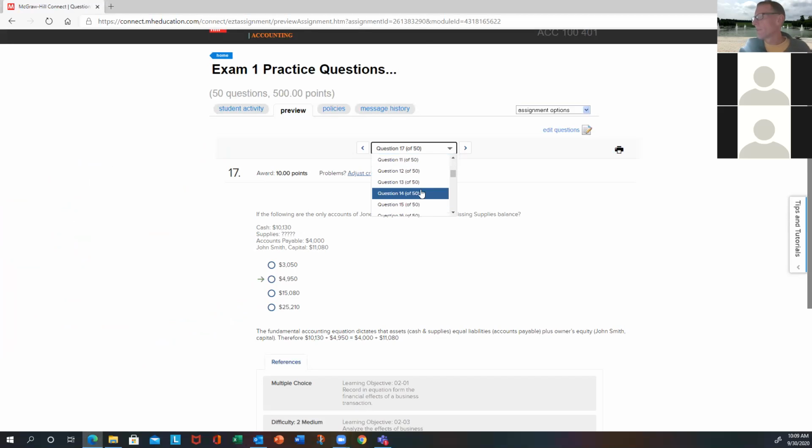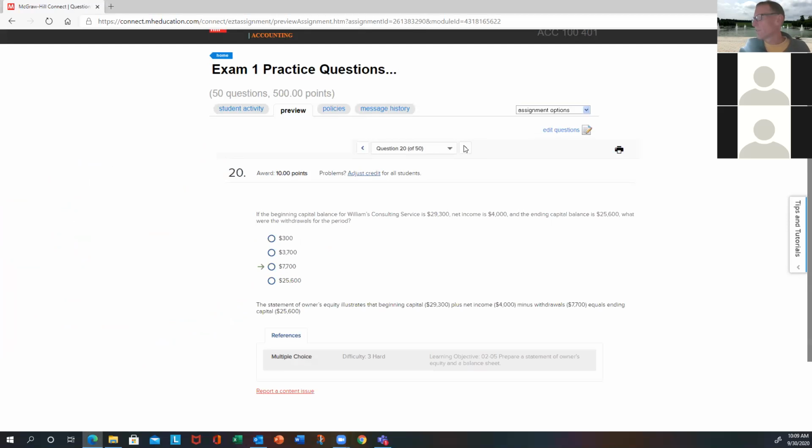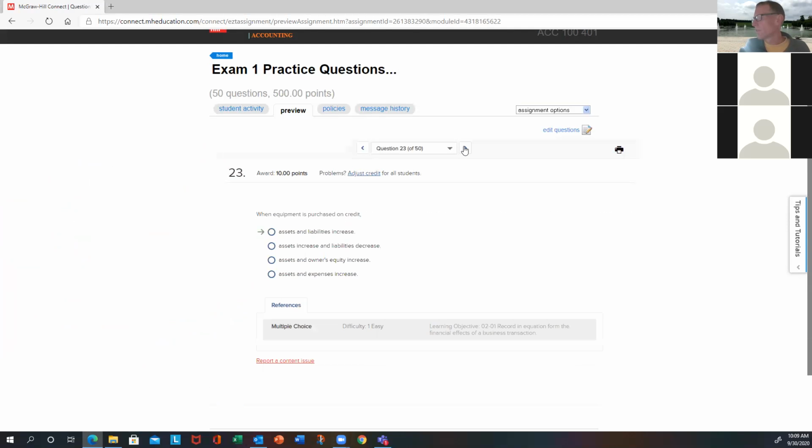Let me see if I can find one where you don't have to do a calculation. That's a calculation. Here's an example. You could get something like this as well. It says, when equipment is purchased on credit, and of course, they're wanting you to know, again, this could be an accounting equation, so you've got equipment, which of course is an asset.